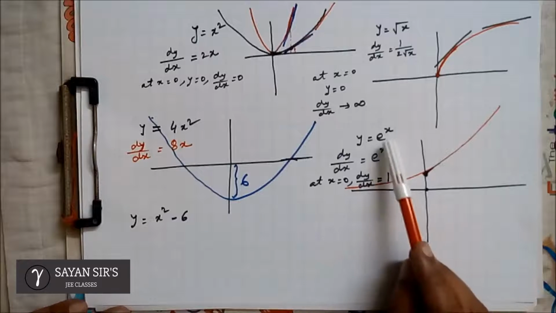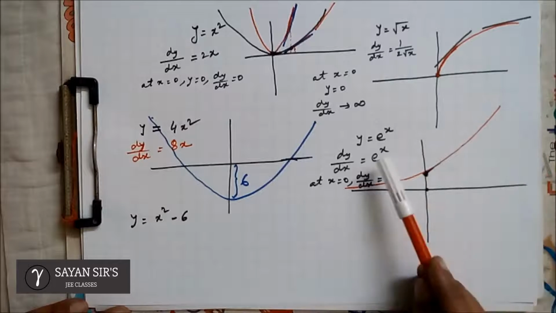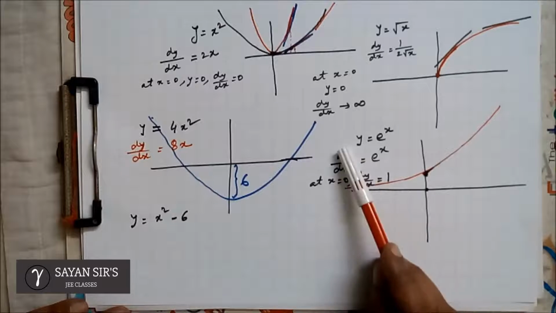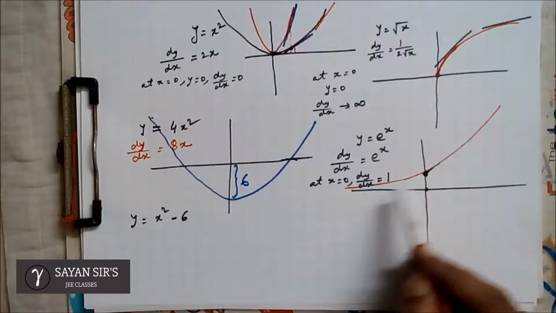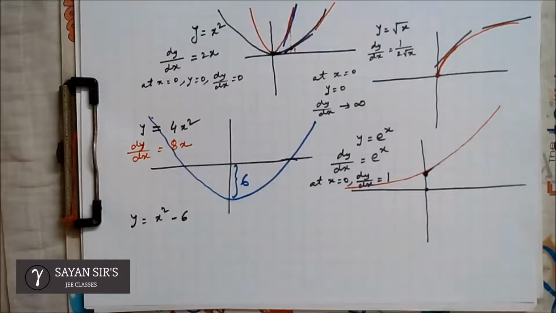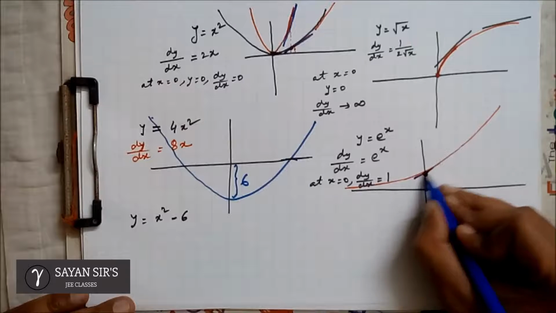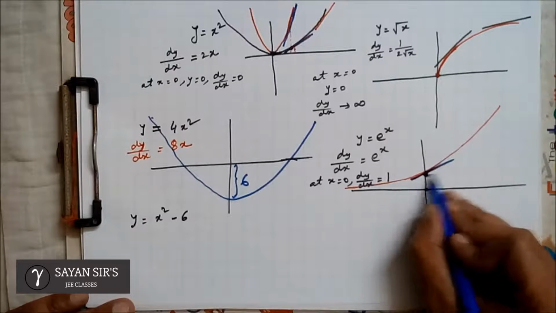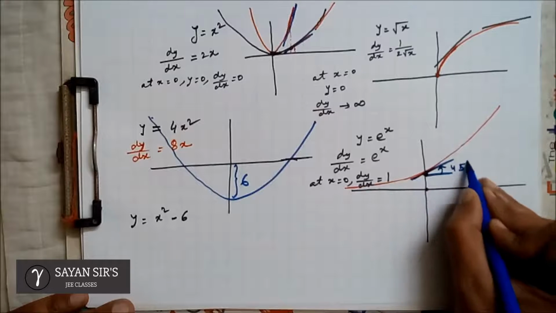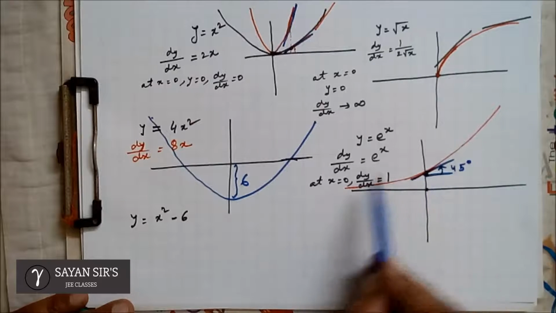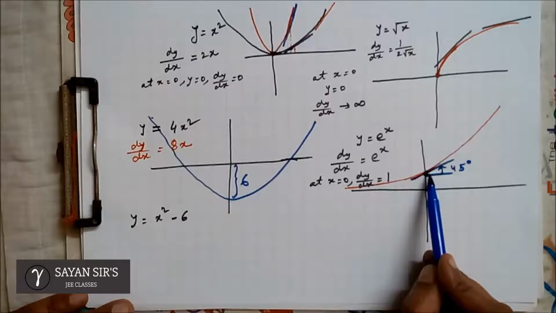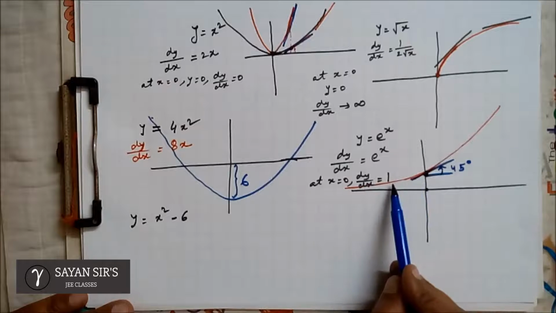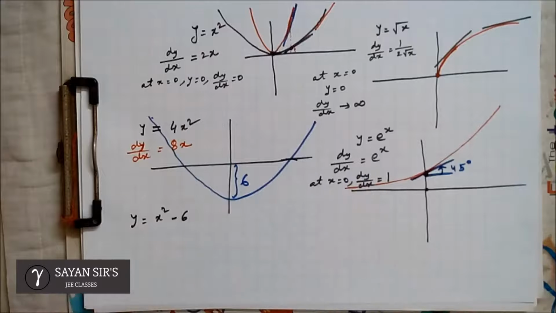So with increasing x, my y increases. With increasing x, my slope also increases. At the origin, the value of my y is 1. At the origin, the slope is also 1. So at the origin, the tangent drawn to the graph makes an angle of 45 degrees. And if x becomes negative, as x approaches negative infinity, y approaches 0.